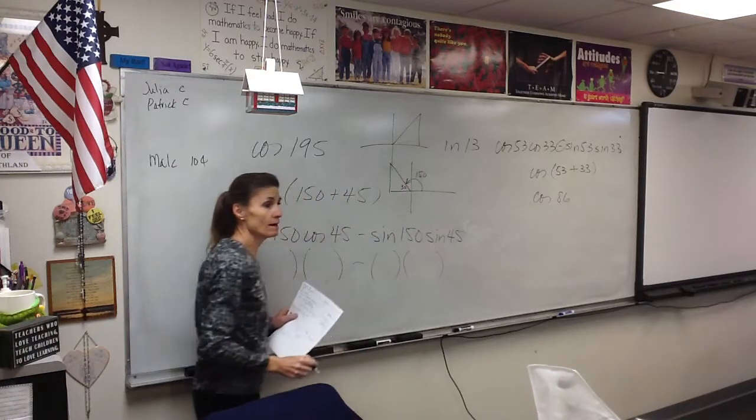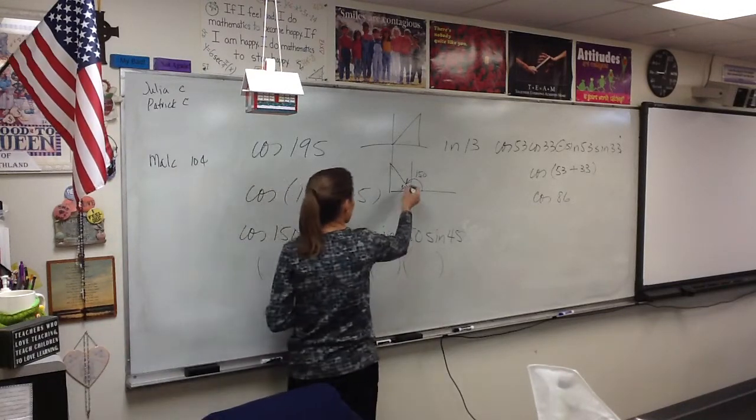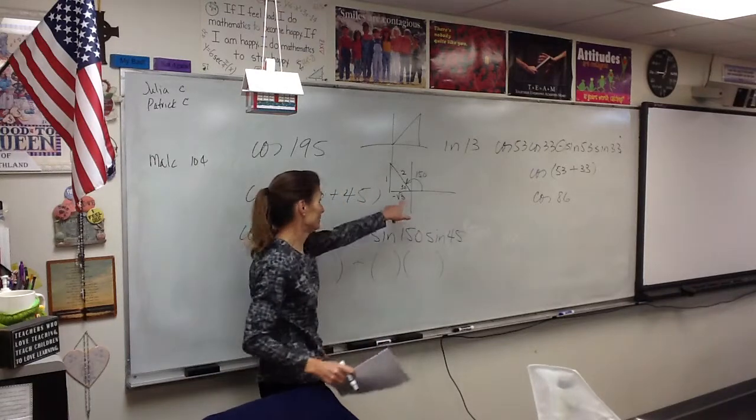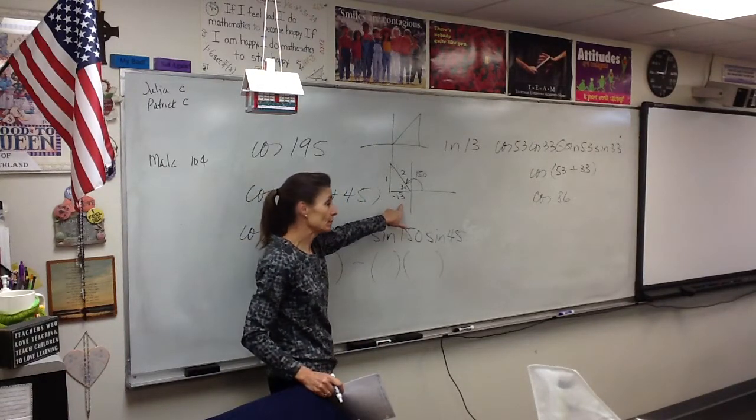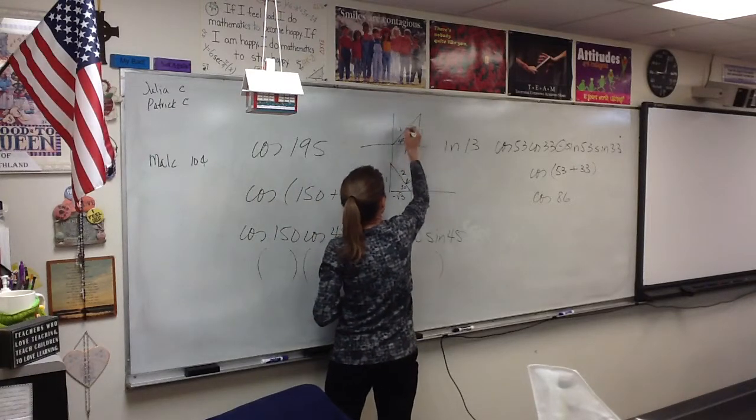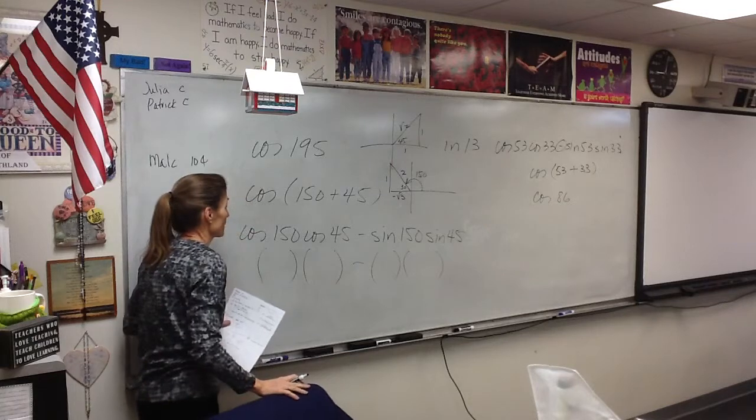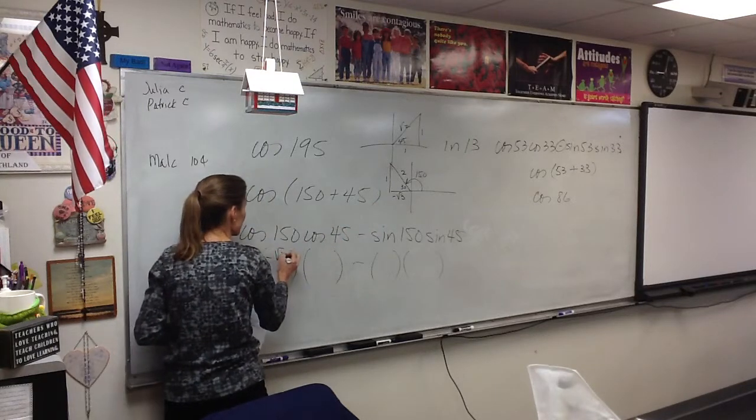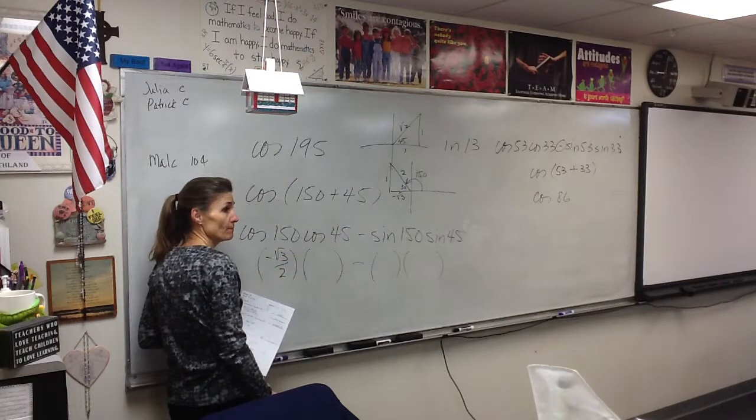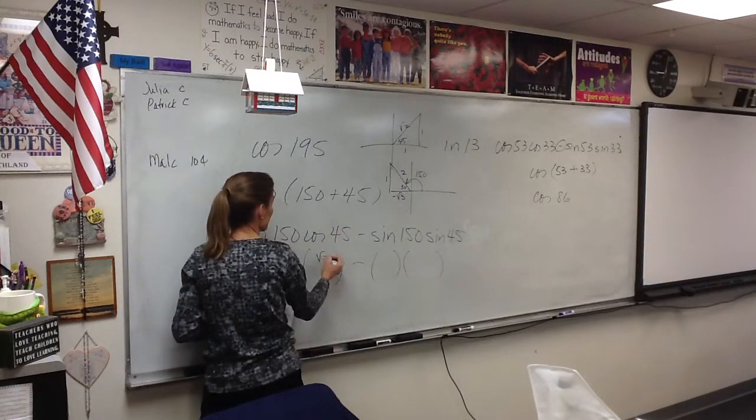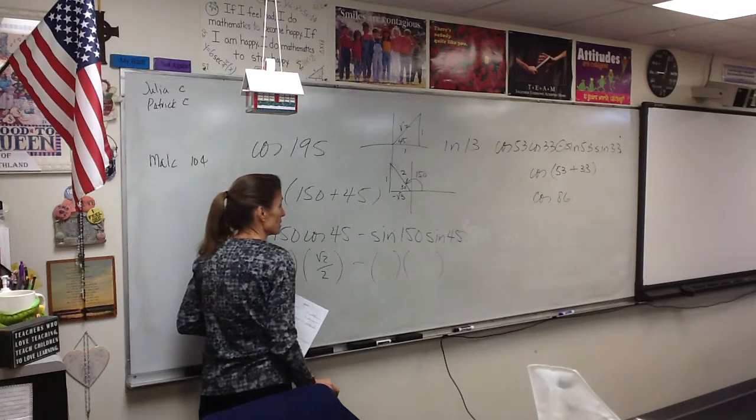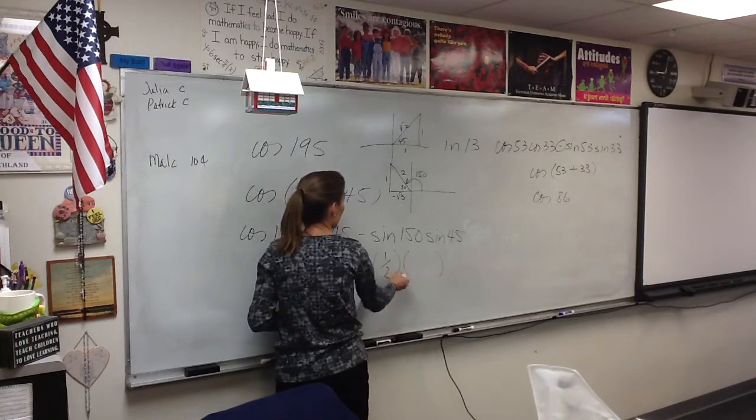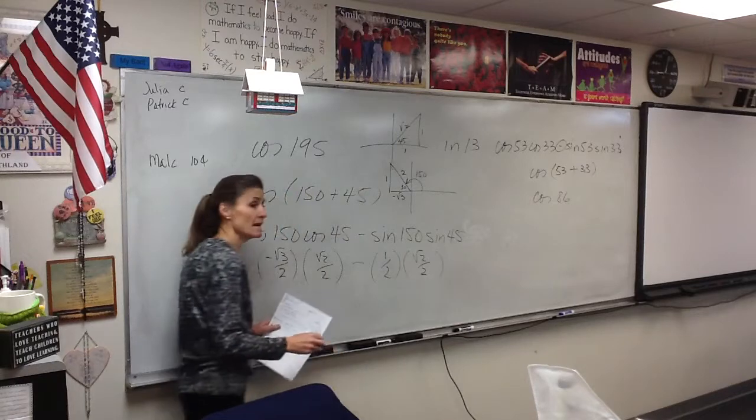150 has a reference angle of 30. Across from the 30 is 1. This is root 3, that's 2, and that's negative. 45 is just 45. So the cosine of 150, I look at that picture, is negative root 3 over 2. Agreed? The cosine of 45 is root 2 over 2. The sine of 150 is 1/2. And the sine of 45 is root 2 over 2. Now, does anybody have an issue with that?